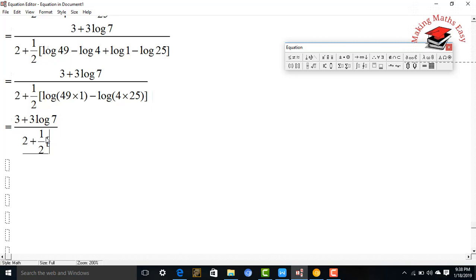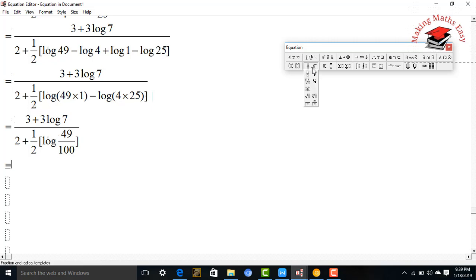So we know that log of 49 minus log of 100, I will write it as log of, and use a divide operator. Log of 49 minus log of 100 means it is log of 49 divided by 100, and I will close the bracket over here. So we are near to our answer.